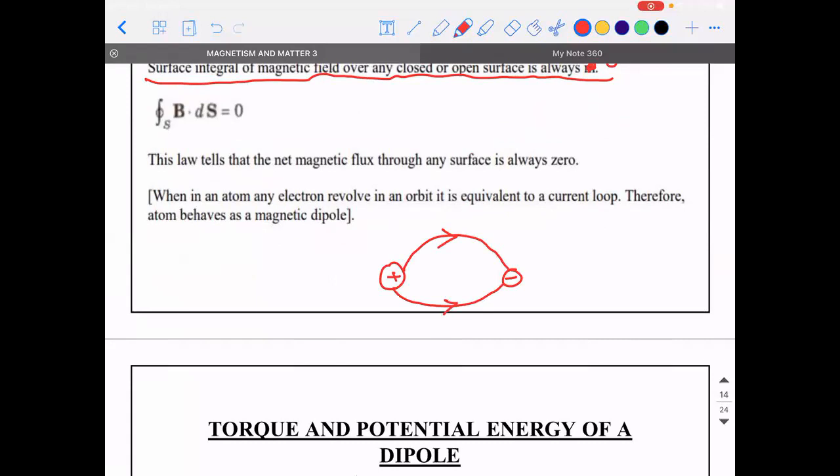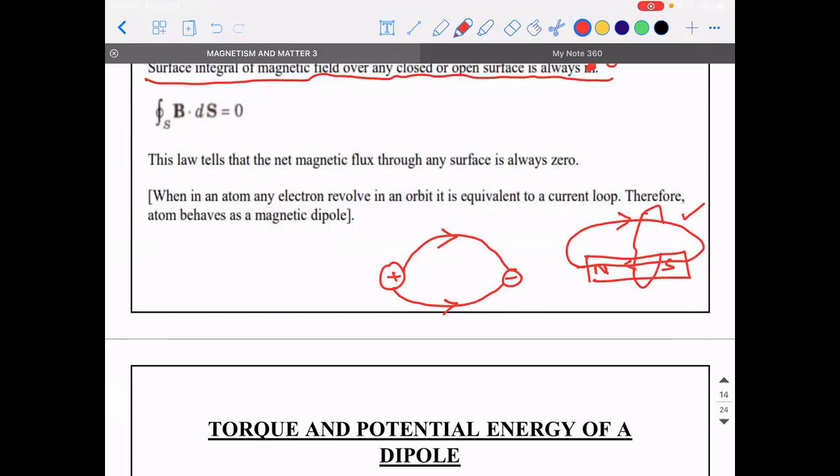Whereas in magnetism, the field lines start from the North Pole and go to the South Pole outside the magnet, whereas inside they go from South to North. Magnetic field lines will always form a closed loop. So if you take a Gaussian surface anywhere, the number of field lines leaving the surface will be equal to the number of field lines entering back into the surface.